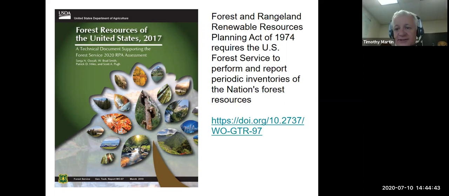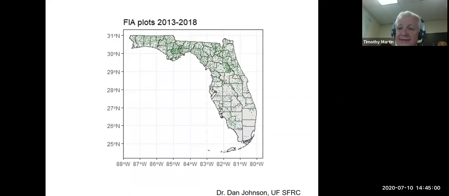If you're a forest nerd or a data nerd, check this book out. You can drill down and find out how many cubic feet of hardwood roundwood there is in Alachua County. Who doesn't want to know that? It's great stuff.